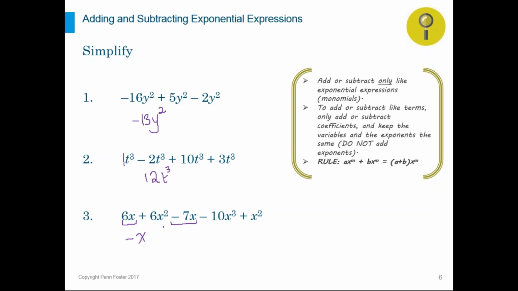I also see two of the x squared. I have 6x squared, and also I have plus x squared. These have the same variables, the same power, so add the coefficients. 6 and 1 is 7. So it's going to be 7, and keep the variable with the same power.